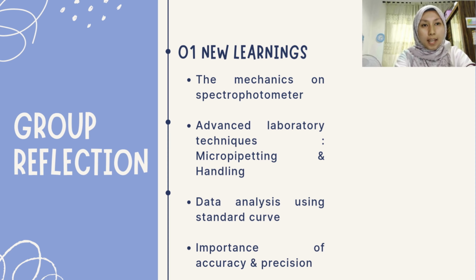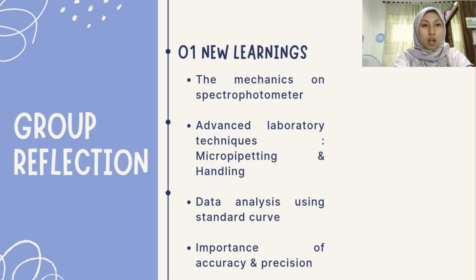Secondly, we learned advanced laboratory techniques, specifically micropipetting and handling. We learned the precise use of micropipettes, which are P20, P200, and also P1000. We mastered the two-stop technique, and we also learned that the clear sides of the cuvettes must remain untouched in order to prevent inaccurate readings of the absorbance.